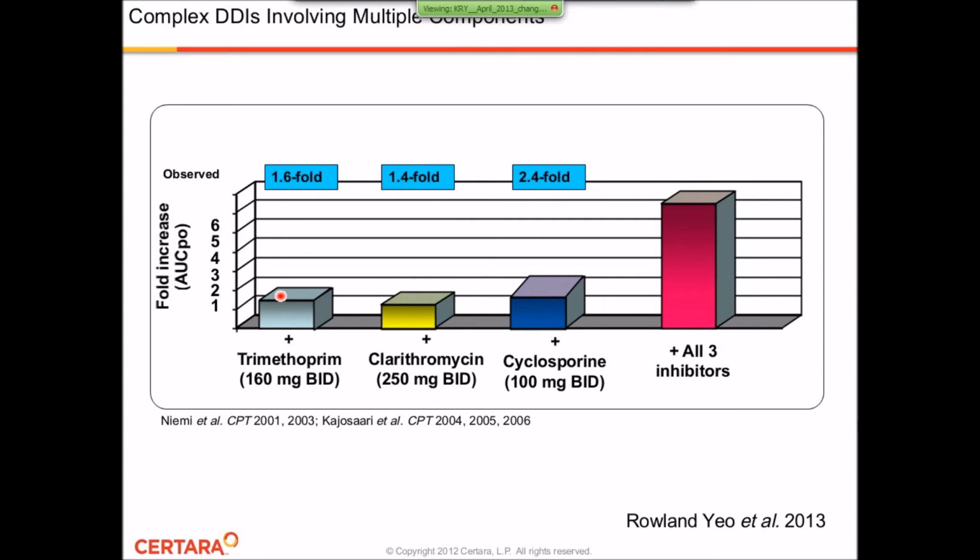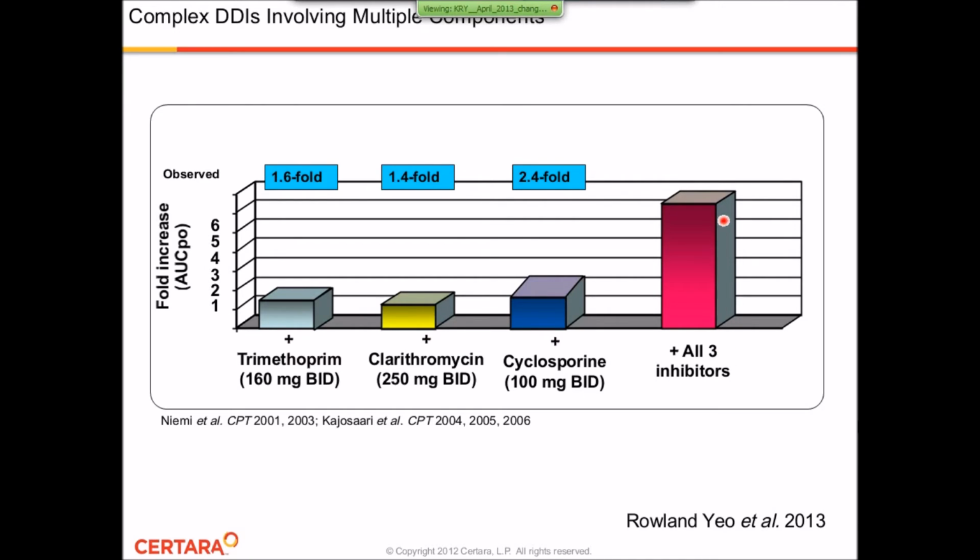So for trimethoprim, we're predicting a value of about 1.4-fold, obviously on average. For clarithromycin, we're predicting a value of 1.3-fold, and the observed value is 1.4-fold. On average, for cyclosporin, we're predicting a value of about 2-fold, and the observed data is 2.4-fold. So really, with respect to the predicted mean fold increase in AUC, it's reasonably consistent with the actual observed data.